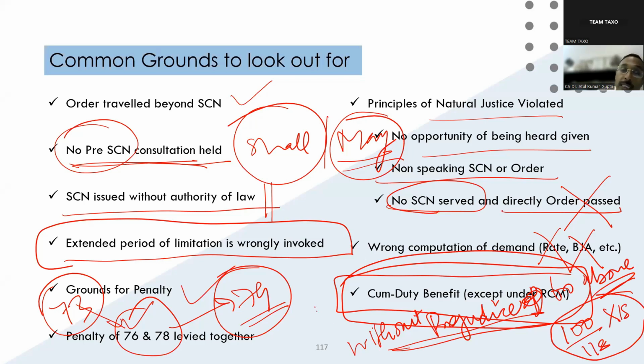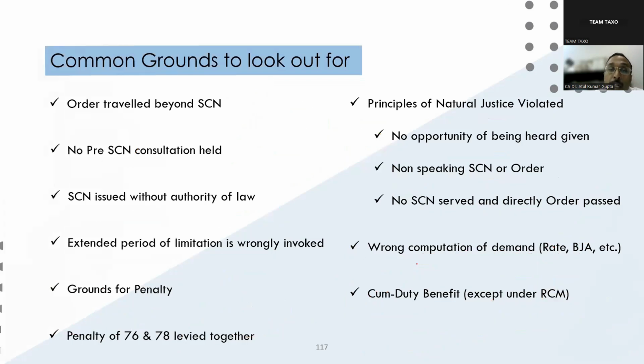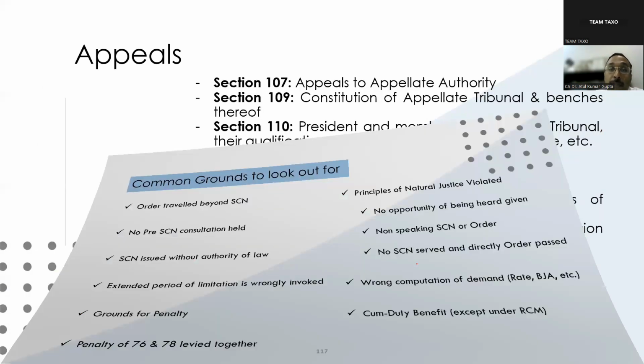So my dear friend, this is a very important point which you should specifically mention in your reply. Tomorrow, if you are not able to win the case at the higher forum and you then take the cum duty benefit plea, the higher forum will say, sorry, I cannot give it to you because you never pleaded it before. So this is very important.